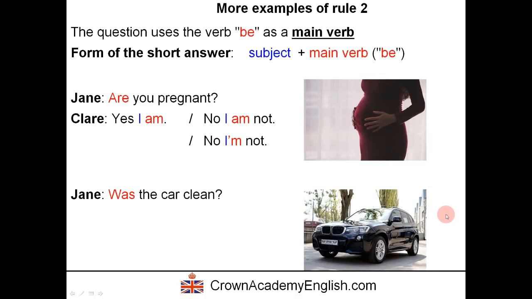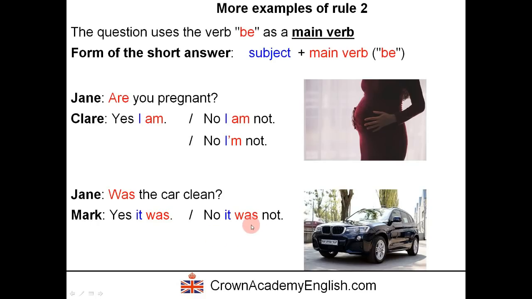And finally, Jane asks, was the car clean? Can you guess what the yes answer is? What's the yes short answer? The answer is yes, it was. Again, notice that we replace the noun, the car, with a pronoun, it, because we don't want to repeat this word in the short answer. So we say, yes, it was. So it is the subject, and was is the main verb be, in the correct form.